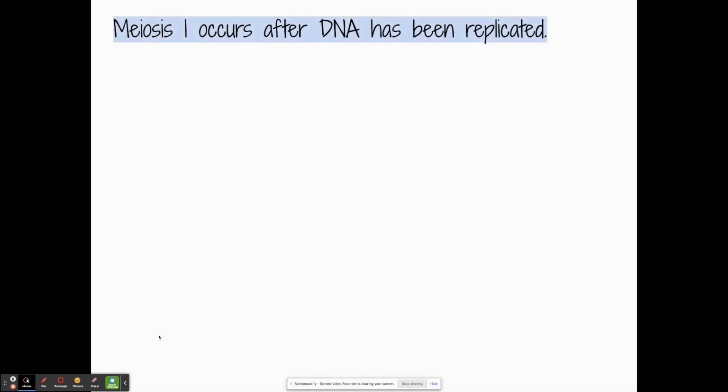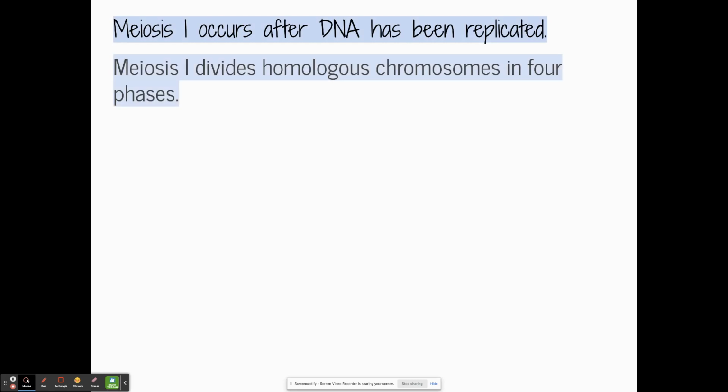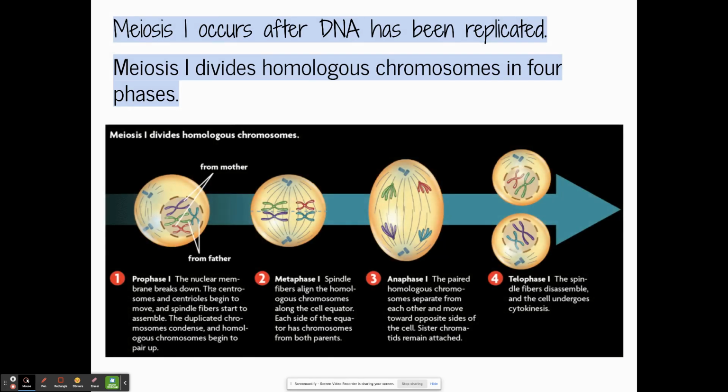Meiosis 1 occurs after the DNA has been replicated. What meiosis 1 does is it divides the homologous chromosomes into four phases, as we see here: prophase, metaphase, anaphase, and telophase. Okay, so if we look at humans, we start off with our germ cells.